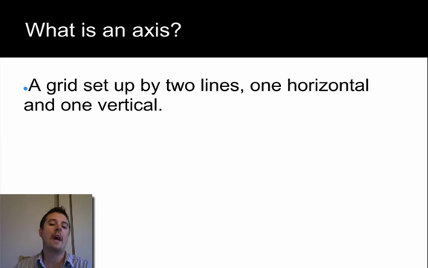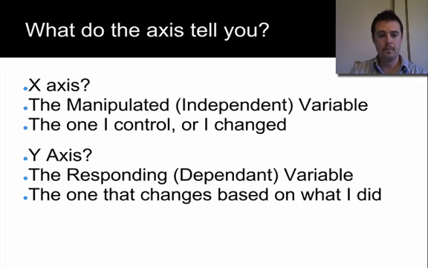Now, a graph always has at least 2 axes. Okay? There are 2 lines. One line is horizontal and one line is vertical. The horizontal is called the x-axis. The vertical line is called the y-axis.